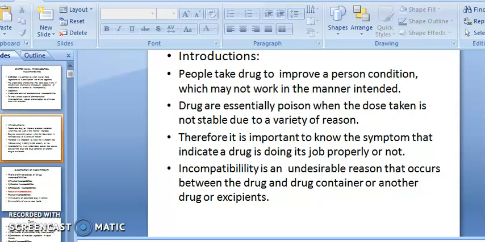Therefore, it is important to know the symptoms that indicate whether a drug is doing its job properly or not. Incompatibility is an undesirable reaction that occurs between the drug and the drug container, or another drug, or a drug excipient. It may be because of drug to drug interaction, drug to container interaction or drug to excipient interaction that leads to the formation of incompatibility.